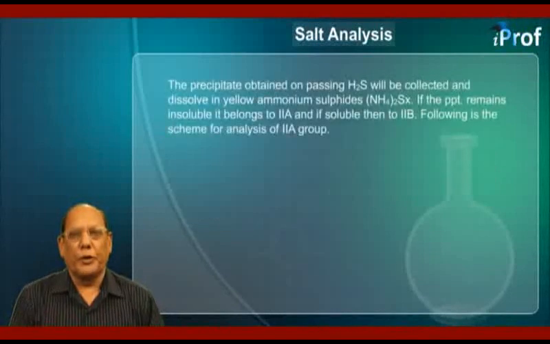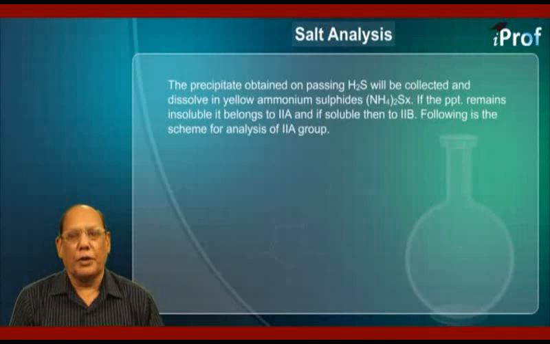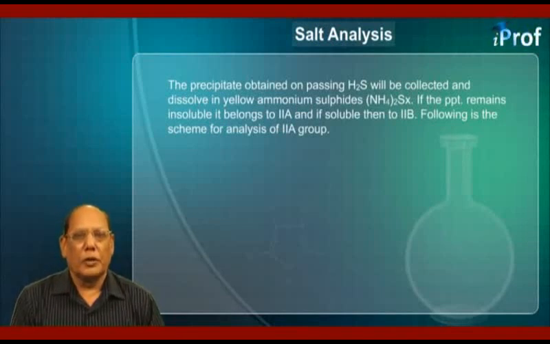The precipitate obtained on passing H2S will be collected and dissolved in yellow ammonium sulfide, that is represented by the formula (NH4)2Sx. If the precipitate remains insoluble, it belongs to second A, and if soluble, then to second B. Following is the scheme for analysis of second A group.